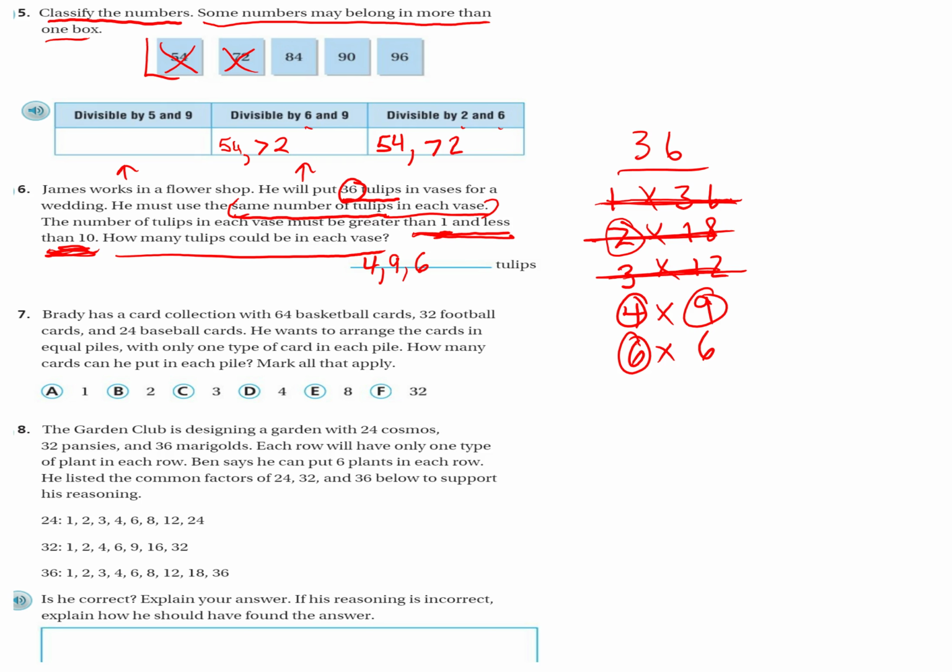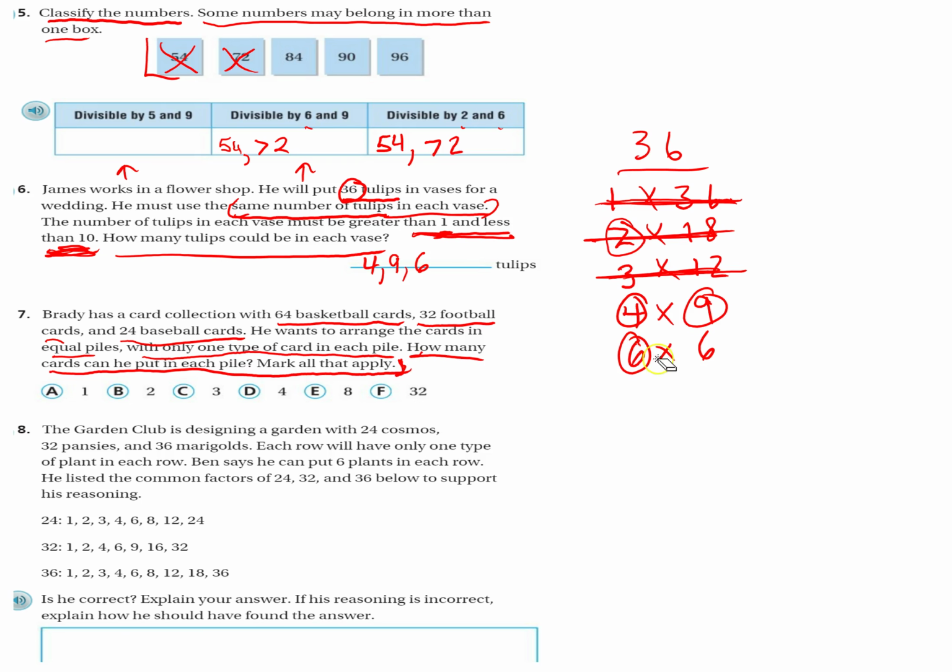Let's look at number 7. Brady has a card collection with 64 basketball cards, 32 football cards, and 24 baseball cards. He wants to arrange the cards in equal piles with only one type of card in each pile. There's that strange wording that tells us we're looking for common factors again. How many cards can he put in each pile? Mark all that apply, so there could be more than one correct answer.